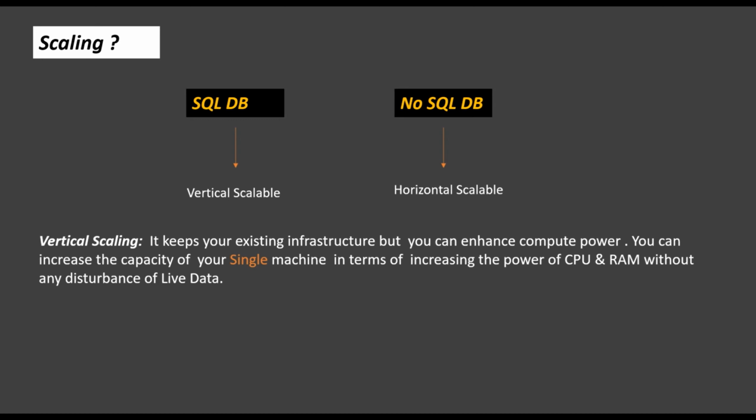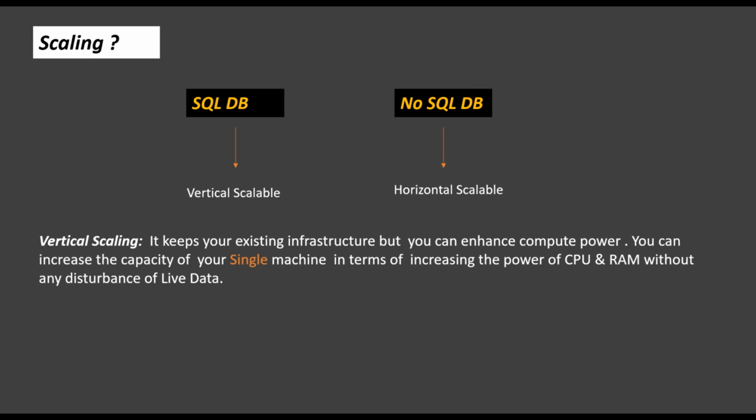So what it says: it keeps your existing infrastructure, but you can enhance compute power. You can increase the capacity of your single machine by increasing the power of CPU and RAM without any disturbance of live data. So guys, what does it mean? Vertical scaling is what? Let's suppose you have one machine and you want to increase the capability of that machine. So you simply increase the capacity of RAM and CPU. In such a way, you are not increasing the capacity of your platform by adding an additional node. No, that is not vertical scaling.